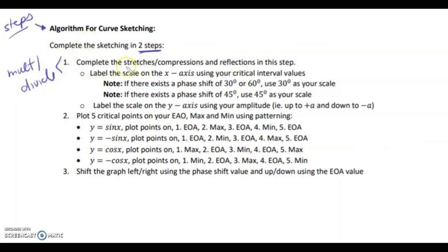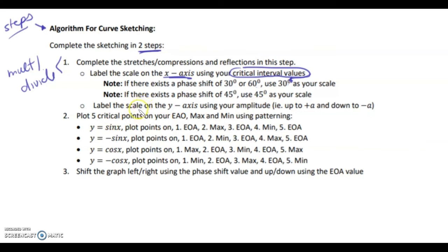What we do first is label our x-axis using critical intervals. I want to note this though: if there's going to be a phase shift, generally what I personally stick to is 30, 60s. If there's a phase shift of 30 and 60, use 30 as your scale, even if the critical interval is bigger, because eventually you're going to have to come back to this 30 and shift your graph. And if there exists a phase shift of 45, we're going to use 45 as our scale.